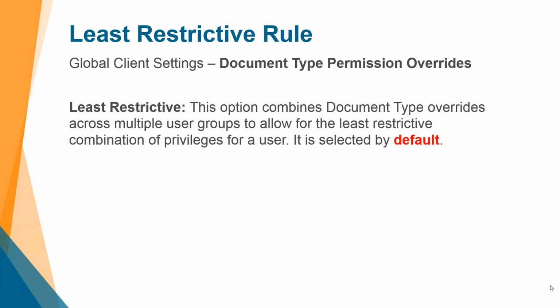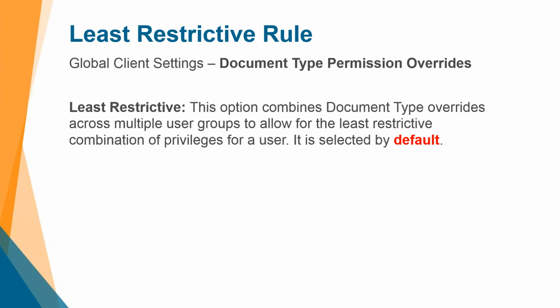So you can see least restrictive combines your document type overrides across multiple user groups to allow for the least restrictive combination. What does that mean? That means permissions are additive. You can have, for example, a user group called retrieve, and all it does is give people the retrieve privilege. Then you can have another user group called print, and all it does is give them the print privilege. And when a user belongs to retrieve and print, they can retrieve and print. Makes sense, doesn't it? That's what least restrictive does.